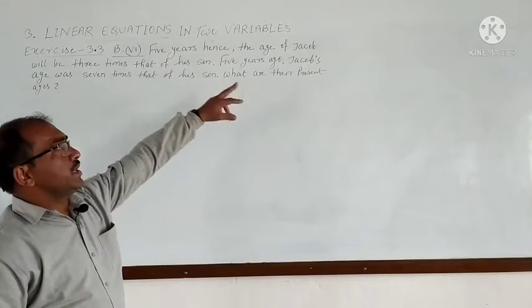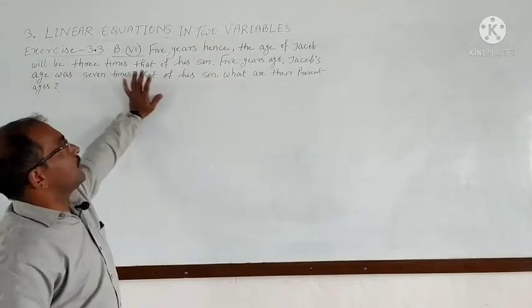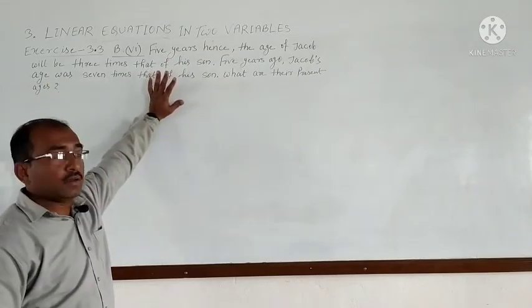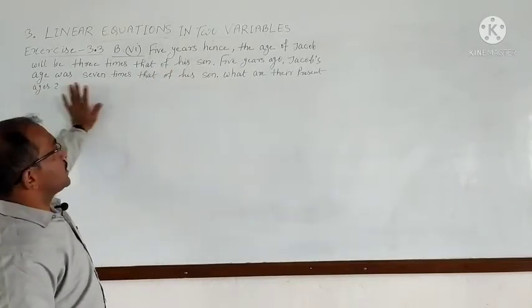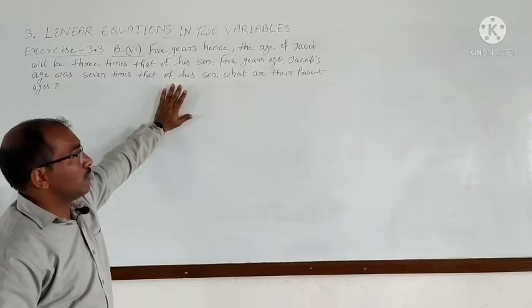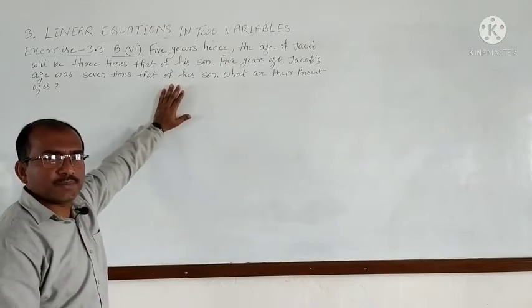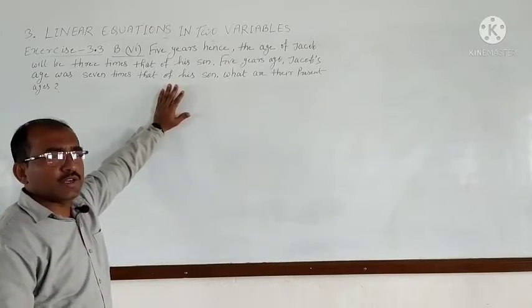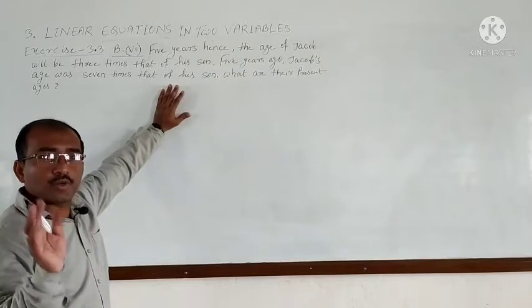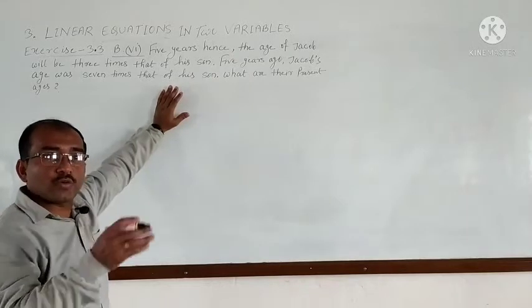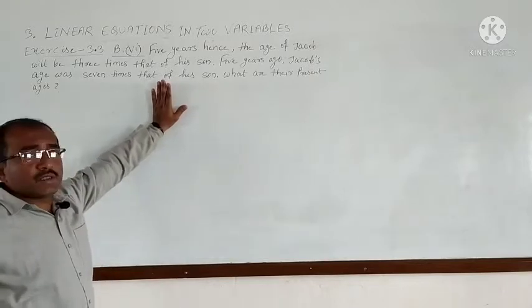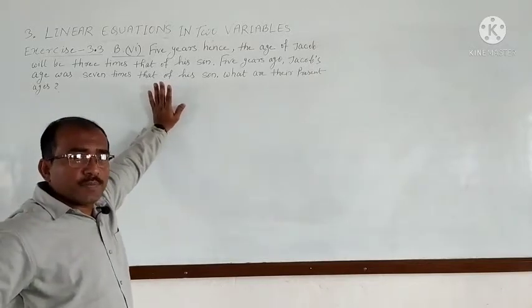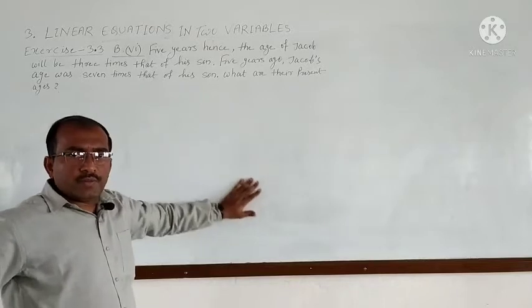5 years hence the age of Jacob will be 3 times that of his son, and 5 years ago Jacob's age was 7 times that of his son. What are their present ages? Randomly if we read the question we will have a lot of doubt, or sometimes we will not know what the question is telling, but it is simple. Let us try to understand this age problem.